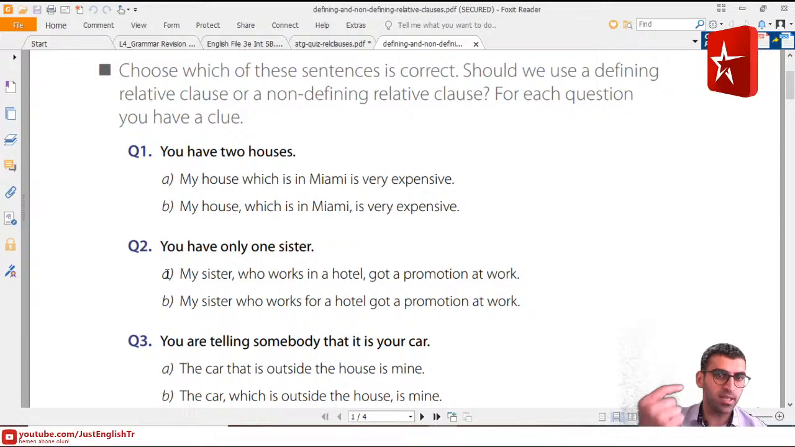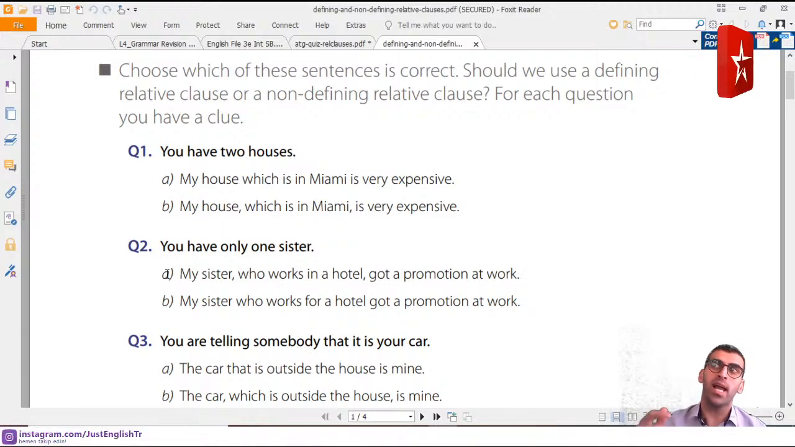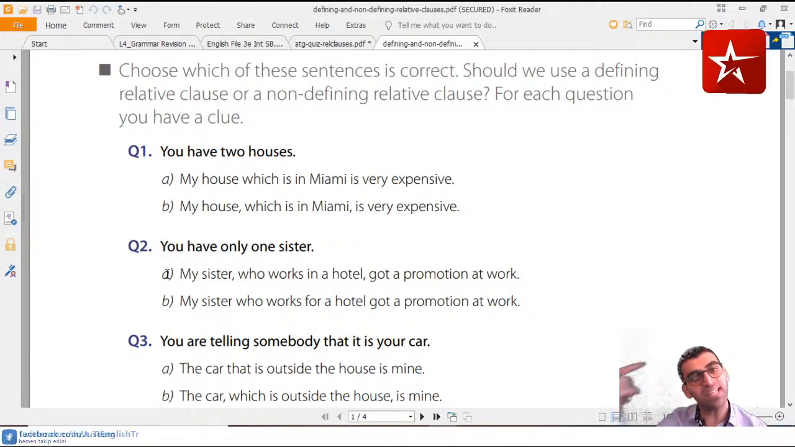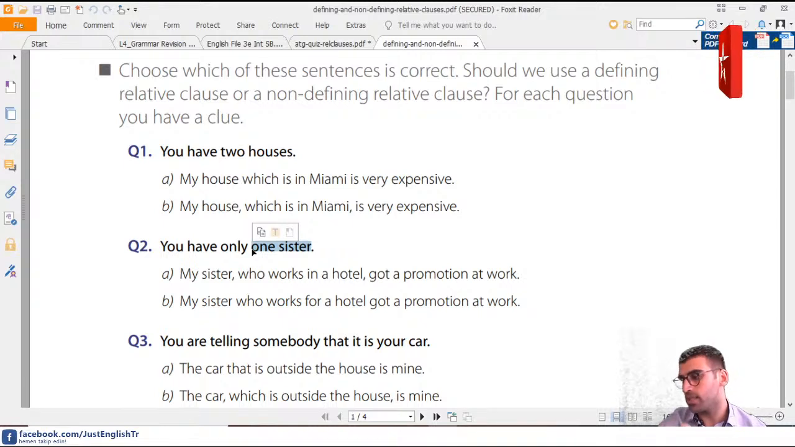I have one sister. I'm talking about that one, okay? So if I had more than one sister, I would have to choose the second one, because which one I am talking about, you don't know. That's why in that case we had to choose B. But in this question, because of one sister, we have to choose the answer A. Answer A is the correct answer, guys.